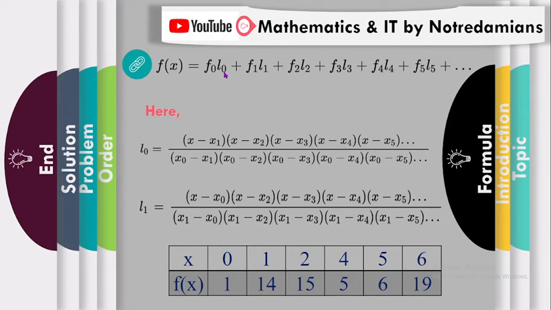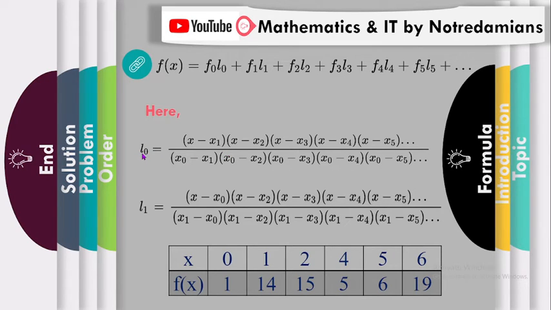First of all, going to L0. L0 is a fraction where the numerator will be x minus x1 into x minus x2 into x minus x3 into x minus x4 and continue. And the denominator is x0 minus x1, x0 minus x2. So how will we remember these things?